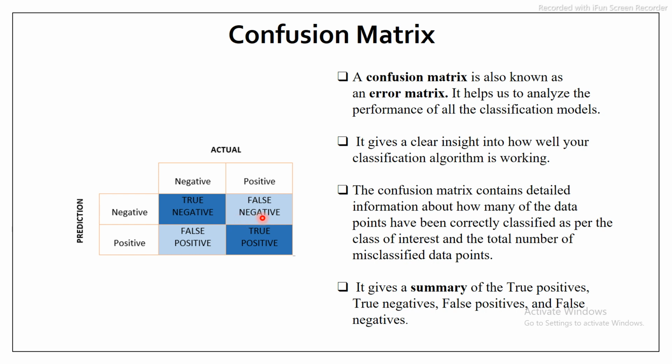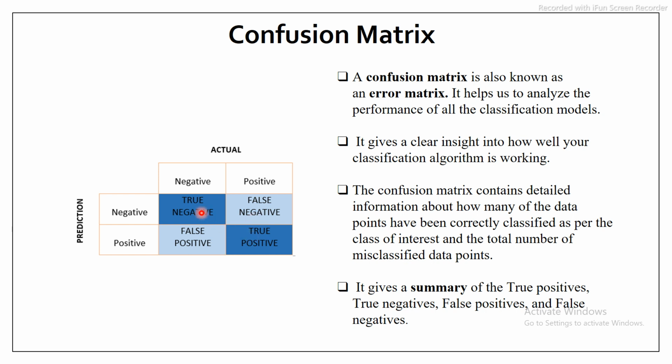If they have a problem with this type 2 error, then they try to reduce it. This one is a type 1. It depends: if I put actual here and prediction here, the type 1 and type 2 error will shift. So don't get confused.